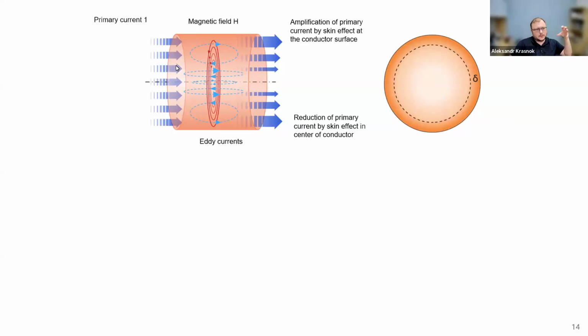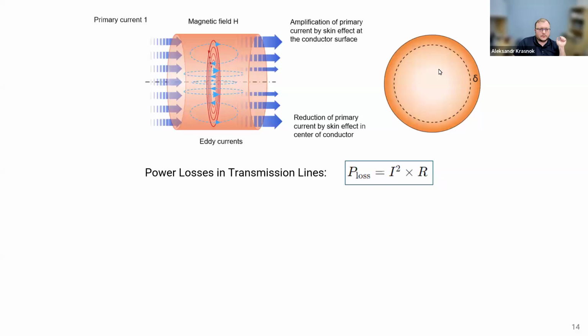Okay, you have a wire. This shows a part of this wire. You have this primary current flowing. This primary current, of course, creates a magnetic field around it. And this magnetic field, oscillating in time, creates eddy currents, right? And these eddy currents create the secondary magnetic and electric field. So the current is enhanced at the surface of the wire.